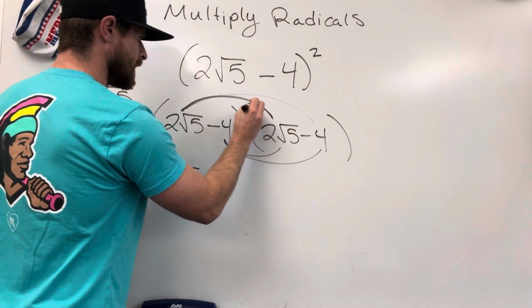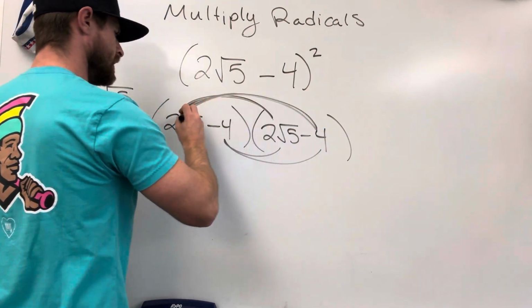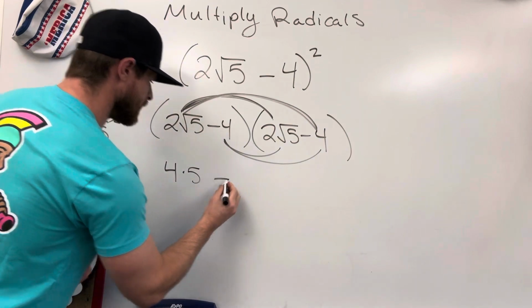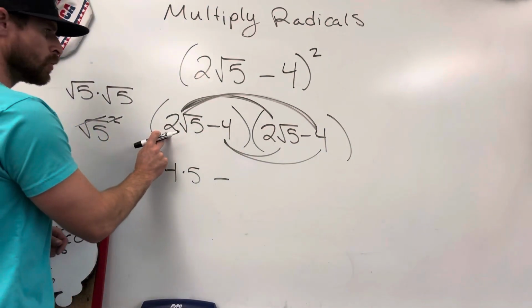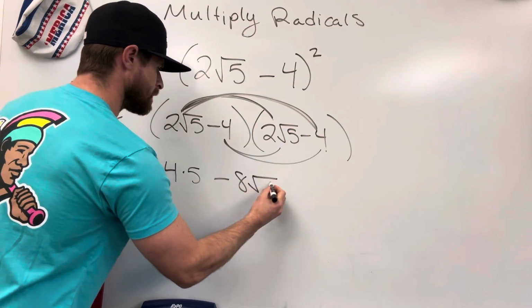And that's this line right here. Now I got to do the second line, which is this line. 2 root 5 times negative 4. Well, that's going to come out as a negative. 2 times negative 4 makes negative 8. Root 5 stays attached.